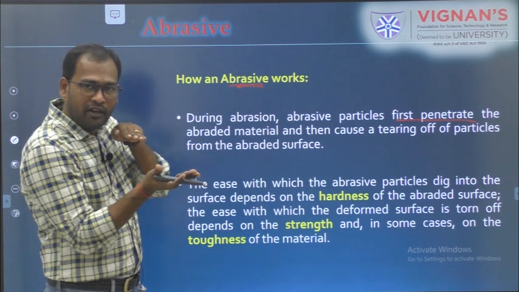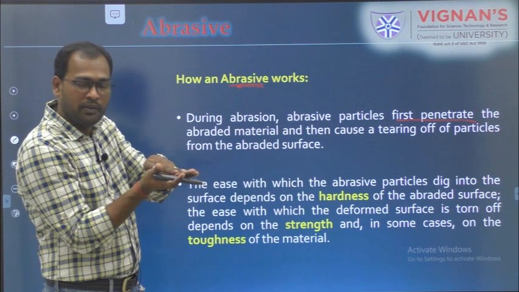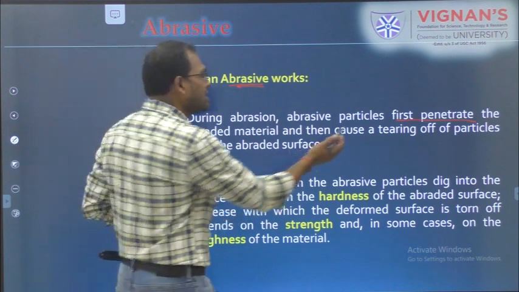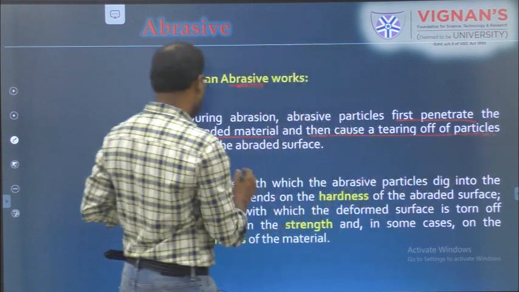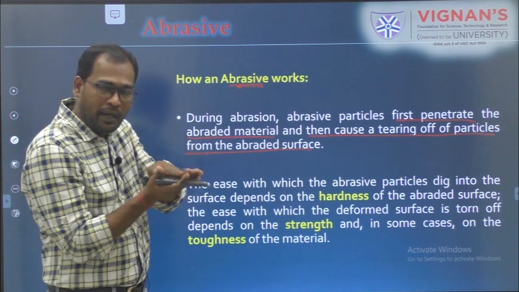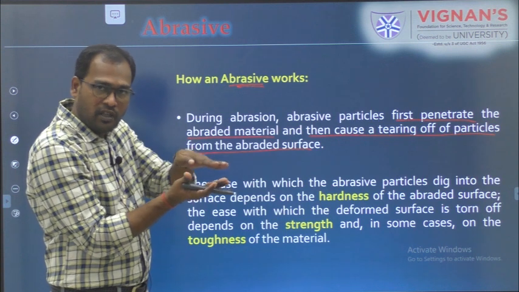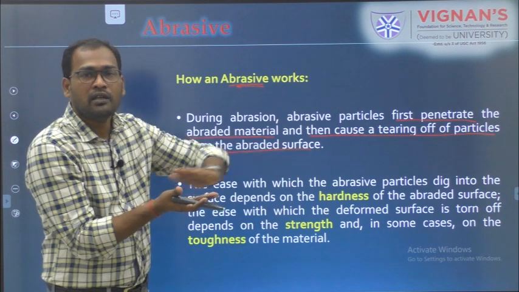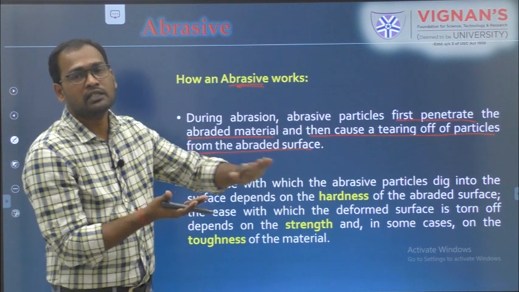It is kind of a ploughing of the lesser hard material by the abrasive, and because of this the surface will be removed. First it penetrates the abraded material, and then it causes a tearing of the particles from the abraded surface. Once it penetrates, with further movement it will tear off the surface and thereby make the surface clean or polished or smooth. This is how an abrasive works.